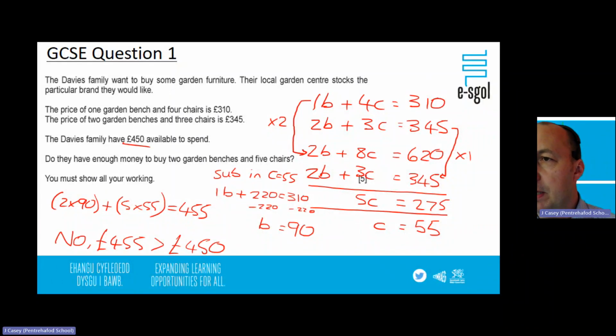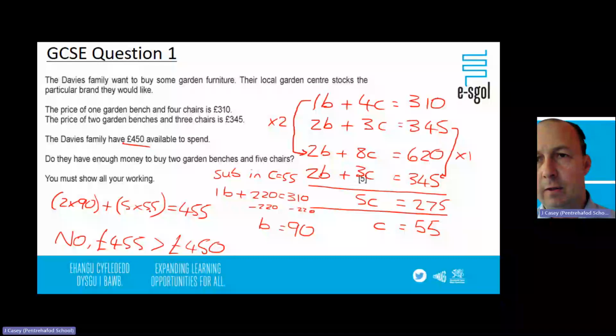So quite a lot of work, but the simultaneous equations, once they're formed, are fairly easy to solve. We then substitute in as we have done before, and then you just do this little final stage of seeing if they've got enough money to buy the furniture they need for their garden.